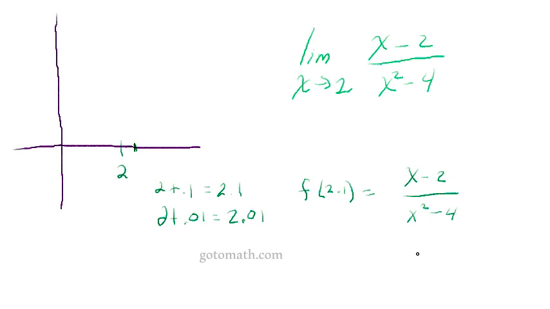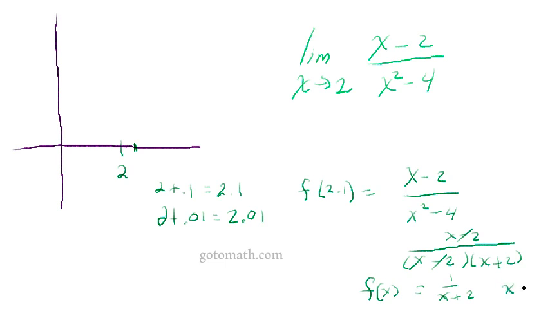If we were to factor the denominator, we have x minus 2 over x plus 2 times x minus 2. We can cancel those out, and we get x plus 2. Now we could call this f of x, but we must state that the number that's not going to be in the domain is 2. We can say this is f of x, but we must state that x cannot equal 2 for the domain here. No, we can't use 2.